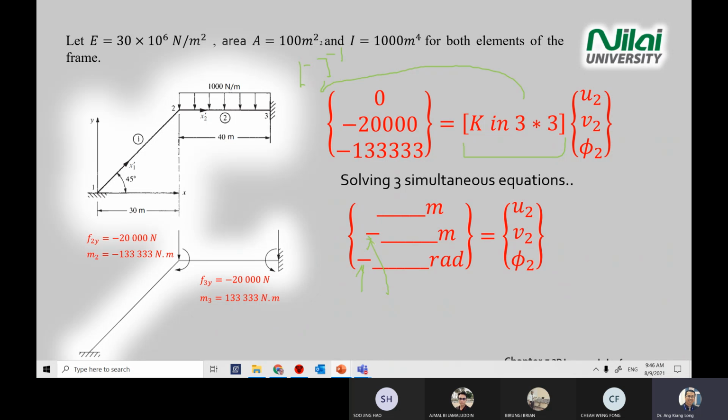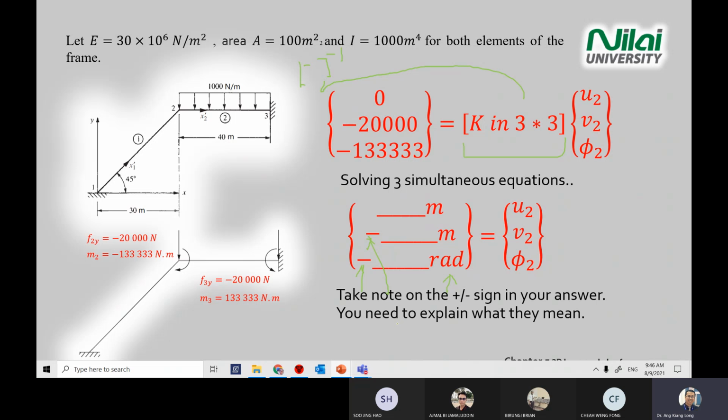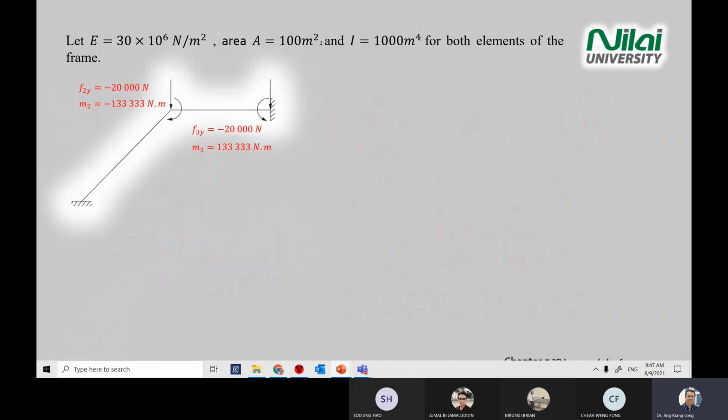Your V2 and rotation 2 will have a negative sign. The value for rotation is in radians. Displacement in the x direction, U, is in meters. Displacement in the y direction, V, is in meters. Rotation angle is in radians. Okay. In the exam, just a side note, you need to know what it means: does the point rotate in the clockwise direction, or does the point move up or down? You need to know how to explain it in the exam.